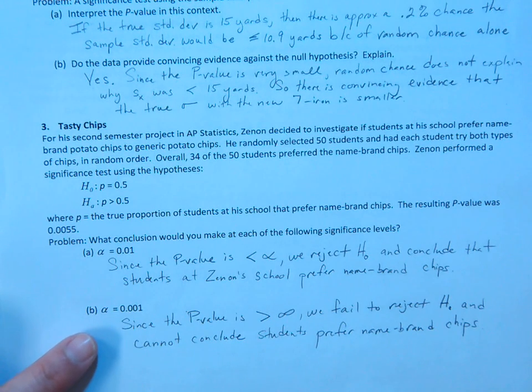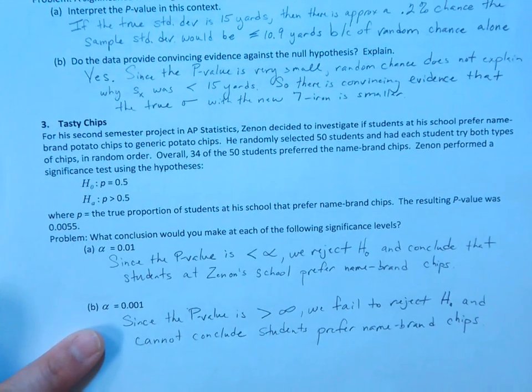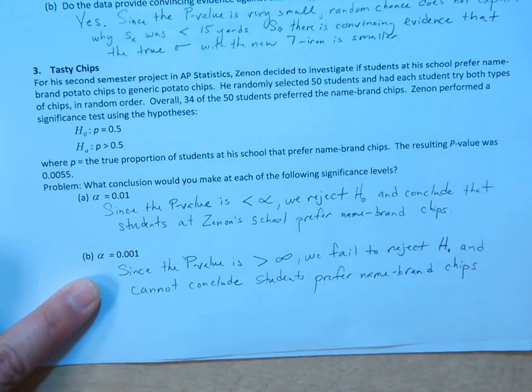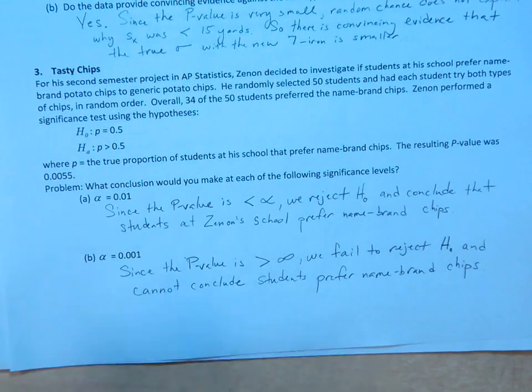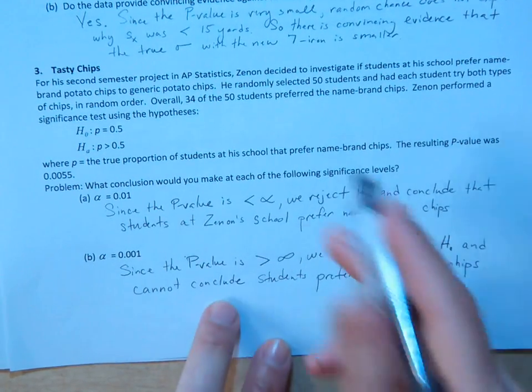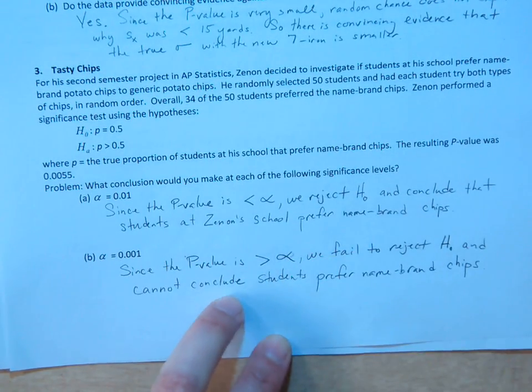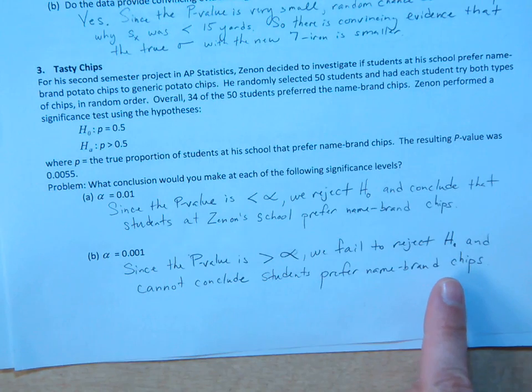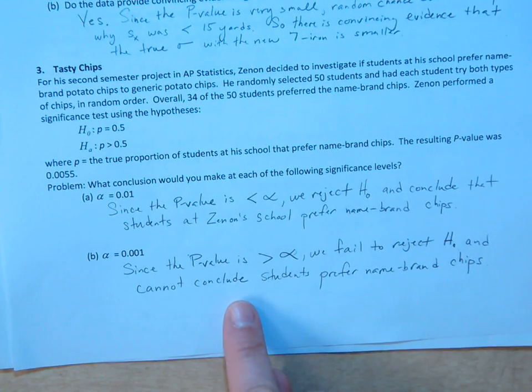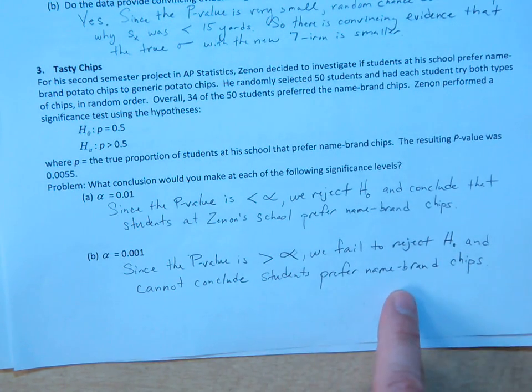If alpha, however, is 0.001, which is smaller, then we would say since the p-value is greater than alpha, we fail to reject H0 and cannot conclude students prefer name brand chips.